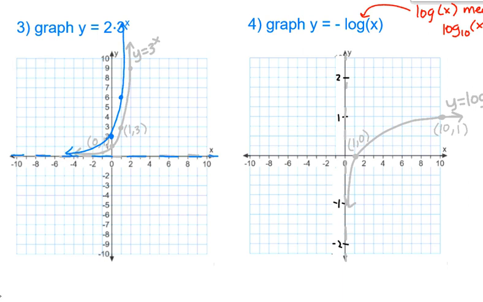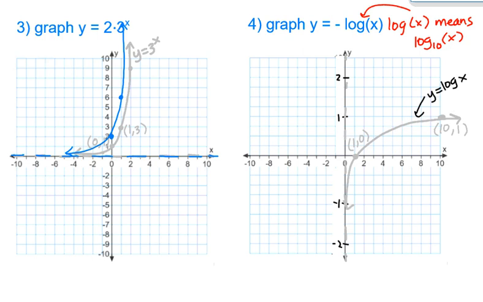And then problem number 4, y equals the opposite of log of x. Of course we know that log of x means the same thing as log base 10 of x. Okay, we can read that a little bit better now. Log of x means the same thing as log base 10 of x. I've drawn the graph of y equals log of x, and then I've labeled a couple of key points and drawn in the asymptote.